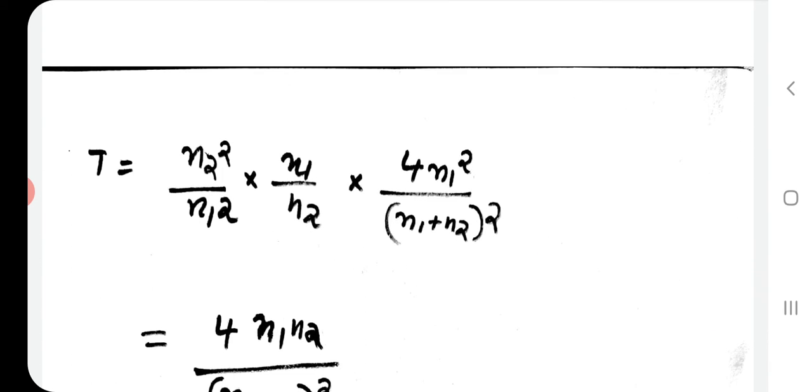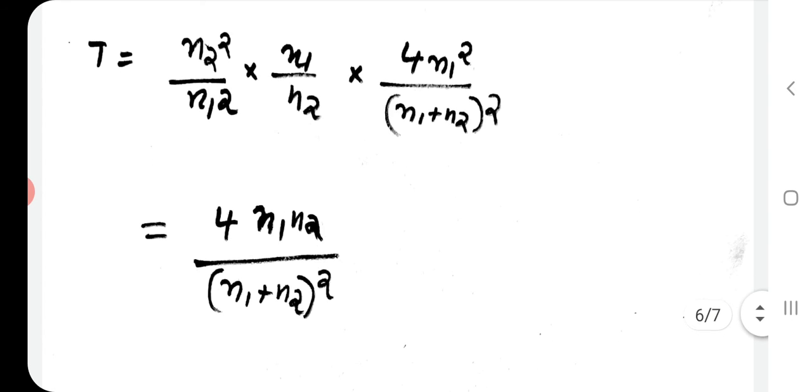And we substitute for E0T. Okay, E0T is 2N1 by (N1 plus N2). So E0T square is 4N1 square by (N1 plus N2) square. So what we get is 4N1 N2 by (N1 plus N2) square. So this is the transmission coefficient.